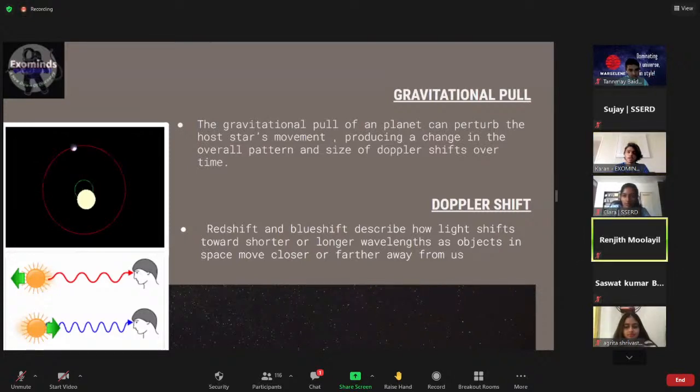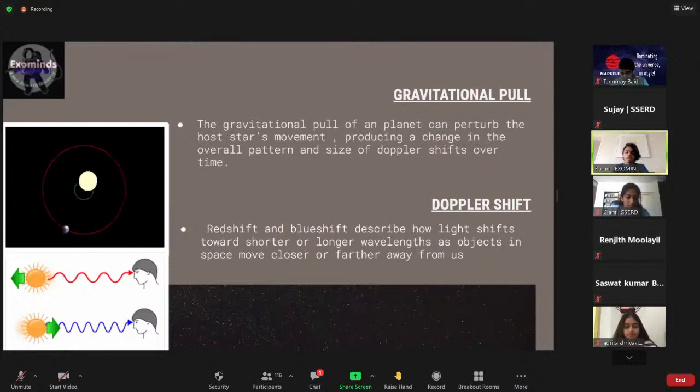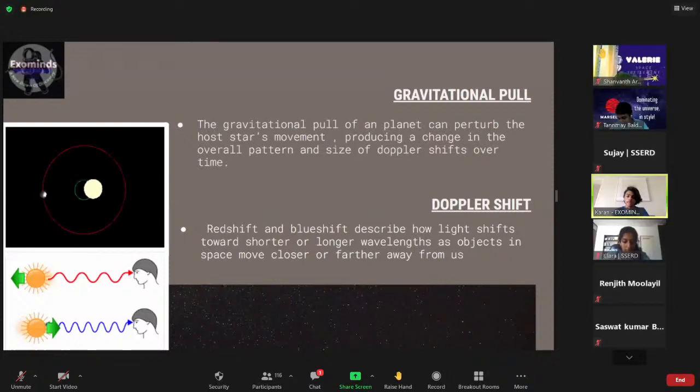If we observe a periodic redshift and blue shift in the light coming from the star, we can infer that there is a wobble happening, that the star is wobbling a little bit. And if there is a wobble, we can tell that there is a planet orbiting the star, because generally the planet would cause the wobble. However, there are a few limitations to this method.